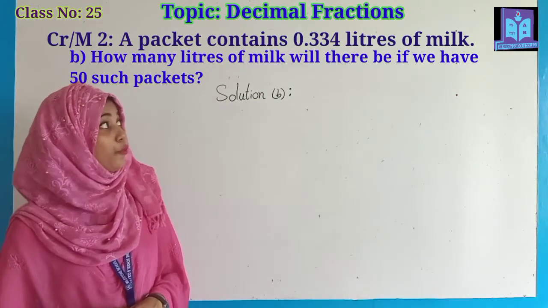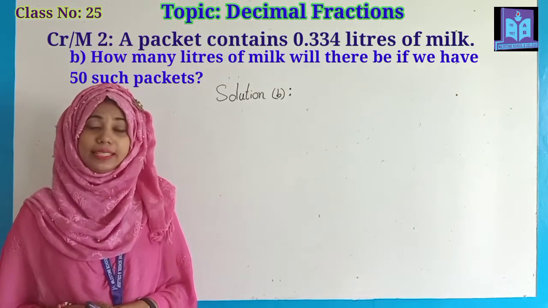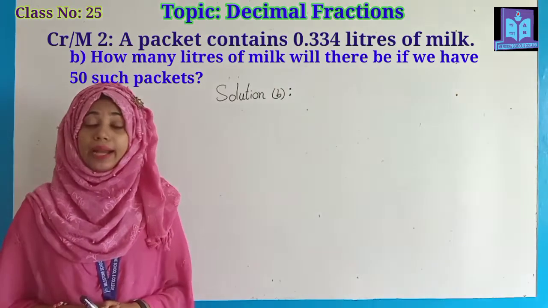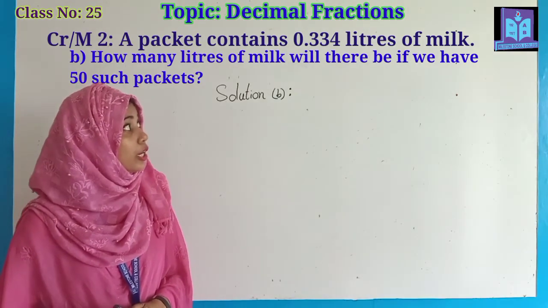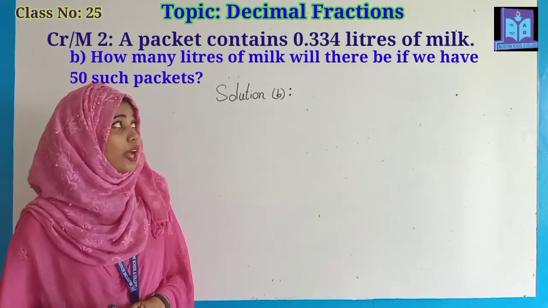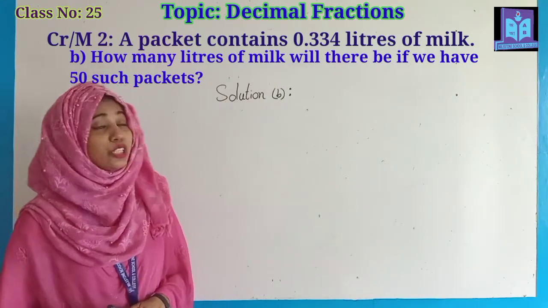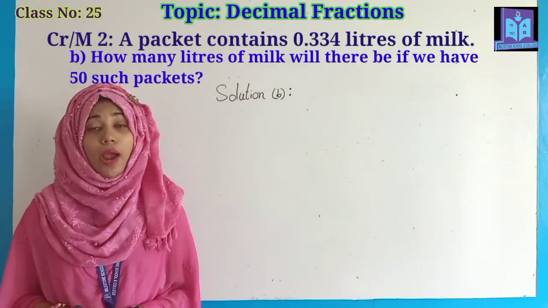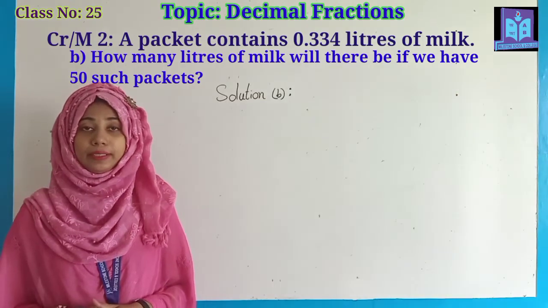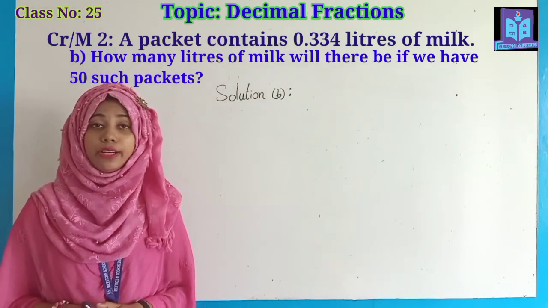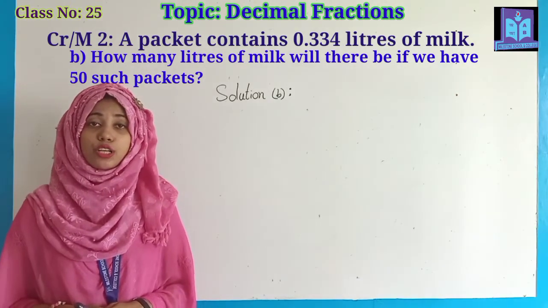Okay, my dear, question B. How many liters of milk will there be if we have 50 such packets? But in our statement it is given that a packet contains 0.334 liters of milk. It means one packet is given. You have to find out how many liters of milk 50 packets contain. How can I find out this? Yes, by multiplication. Let's solve the math.